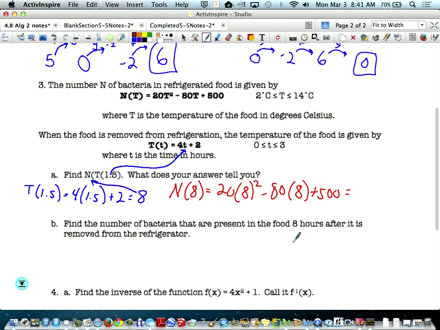So if it's been out on the counter for 1.5 hours, it's about, I guess, 8 degrees Celsius. And 8 degrees Celsius means how many bacteria do we have on the sandwich? 1,140 yummy bacteria.